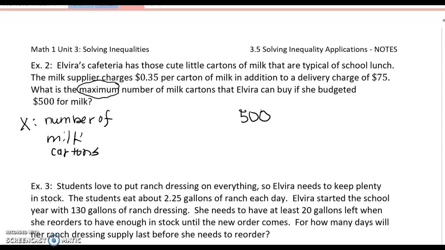So that means whatever we spend for milk has to be less than or equal to that 500 budget. All right, we cannot go over. We can't put a greater than symbol in there because we can't spend more than what we have in our budget. All right, so let's see if you can figure out the expression that's on the left of this inequality. What should we write, which again expresses what's happening here with the buying of the milk cartons?